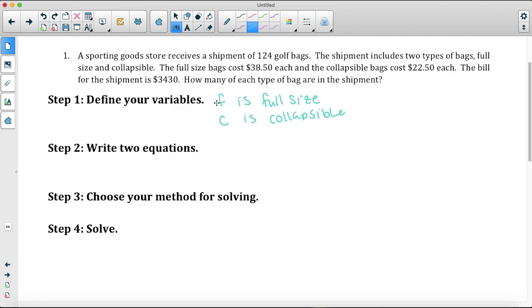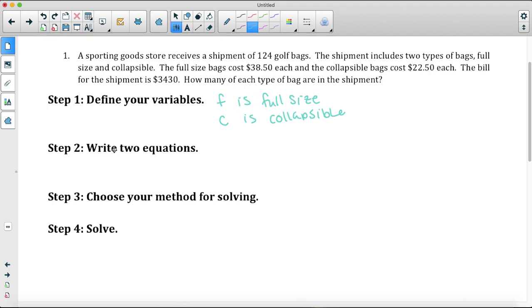The reason I want to use letters that represent the words is so that when I solve for something, I don't have to think about whether I'm solving for the full size or collapsible if I'm just using X and Y. So if I solve for F, I know that I'm finding full size. You can still use the letters X and Y as long as you know which is which.